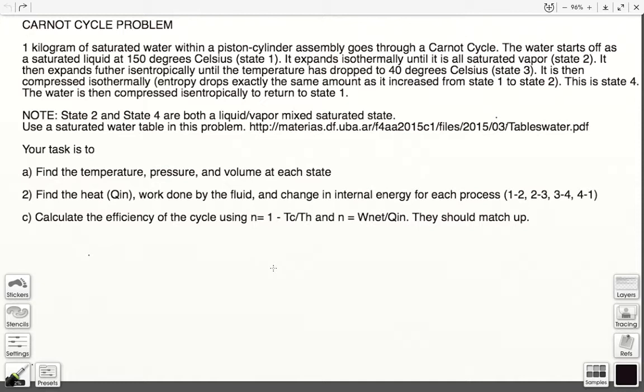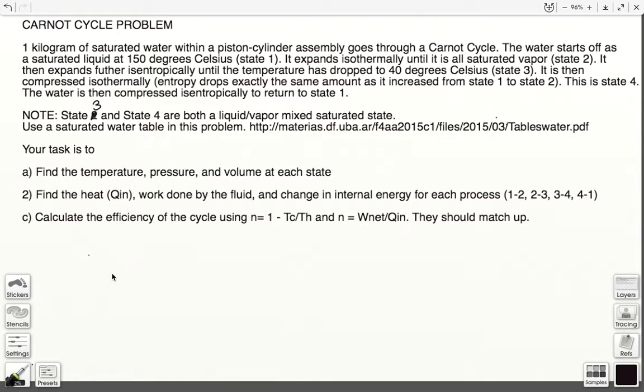It is then compressed at a constant temperature, and here the entropy drops exactly the same amount as it increased from state 1 to state 2. And this is our state 4. The water is then compressed isentropically to return to state 1. So note here, our state 3 and 4 are both the liquid vapor mixed saturated state. Sorry, this should be state 3 and 4.